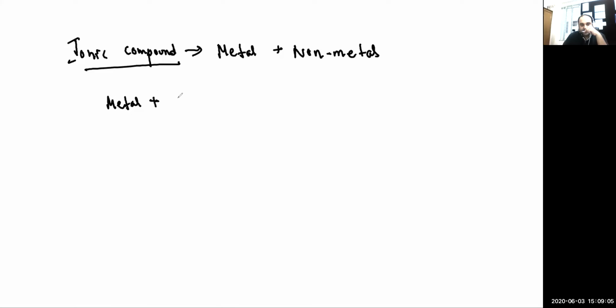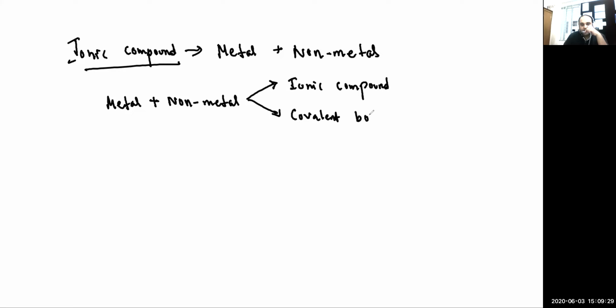A metal and a non-metal. In O levels, we learned that they will always form an ionic compound. But that's not true. They can also form a covalent compound.